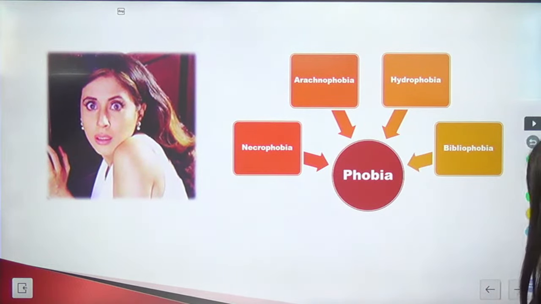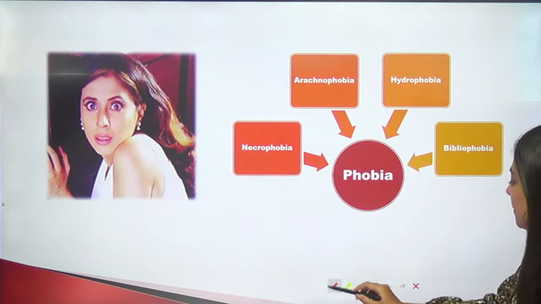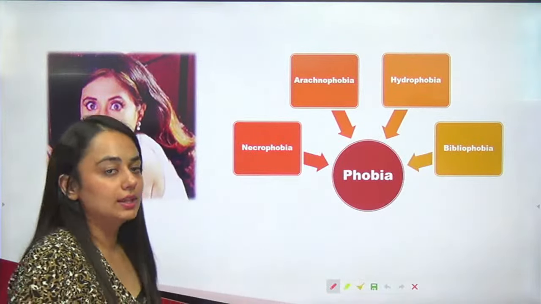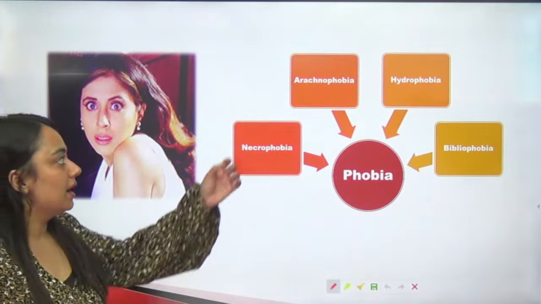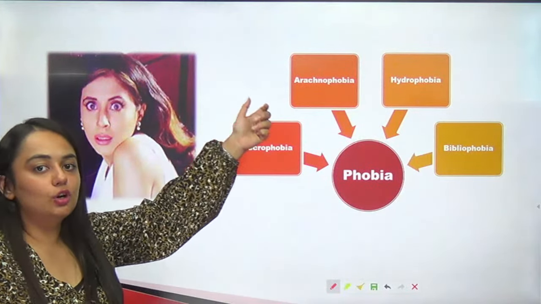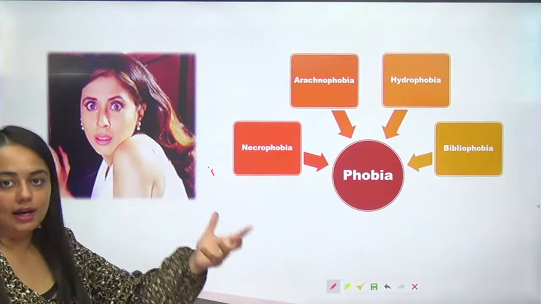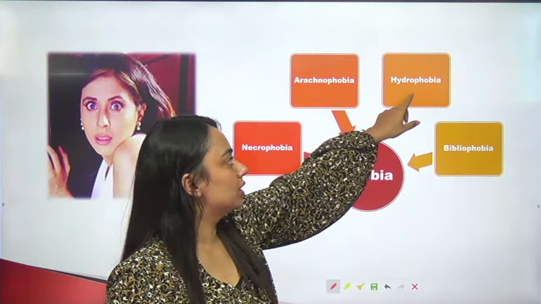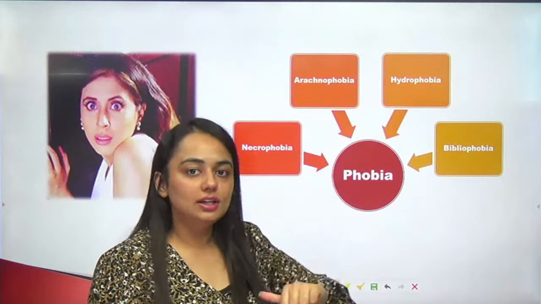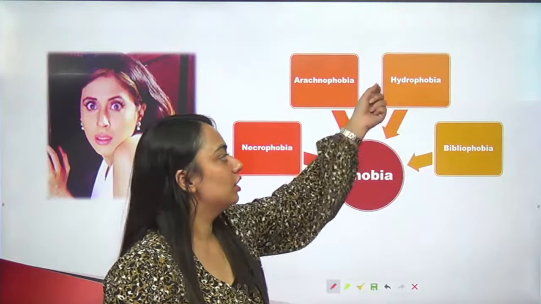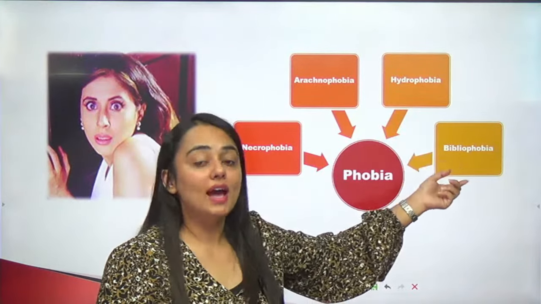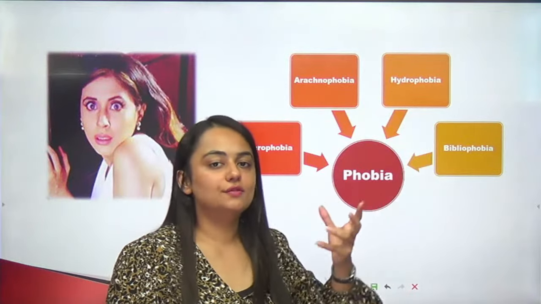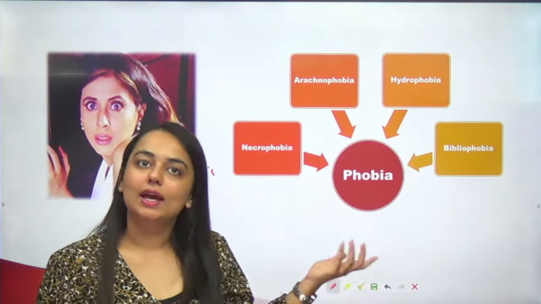Now, necrophobia is the fear of the dead, or fear of death or dead bodies. Arachnophobia is the fear of spiders and insects like that. Hydrophobia, we all know. Here, there are two root words, phobia and hydro. Hydro, we've already done, is related to water. So this is fear of water. And bibliophobia, again, has two root words. Biblio is related to books, and phobia is fear. So fear of books is bibliophobia.